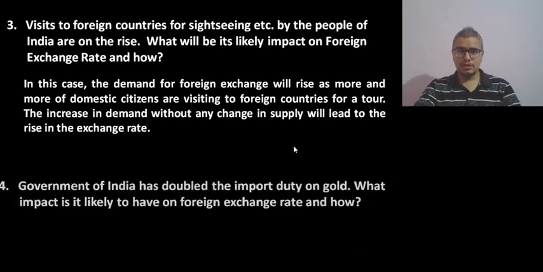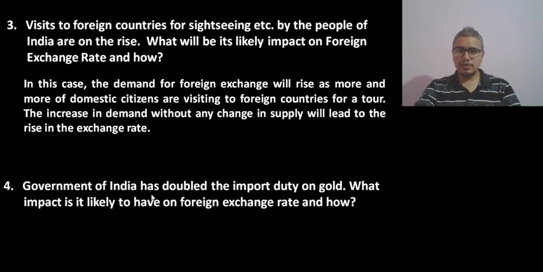Okay, now the last question. Government of India has doubled the import duty on gold. What impact is it likely to have on foreign exchange rate and how? Now, the government has doubled the tax on imports of gold. When the tax is doubled, it will discourage those people who are importing gold from abroad, because obviously higher tax means they have to pay more now for the same gold. So it will discourage import.